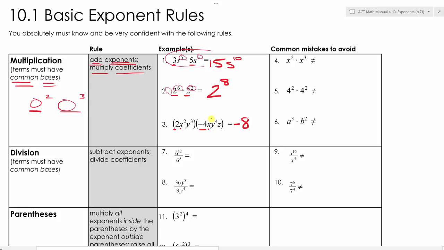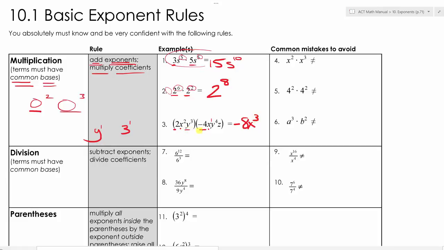We add the exponents. Remember, there is an unwritten 1 on this x when we just have a variable or a number, so a variable like y or a number like 3. Remember, there is an unwritten exponent of 1 on those terms. The convention is simply not to write the 1. So we have x squared times x to the first. That would give us x cubed.